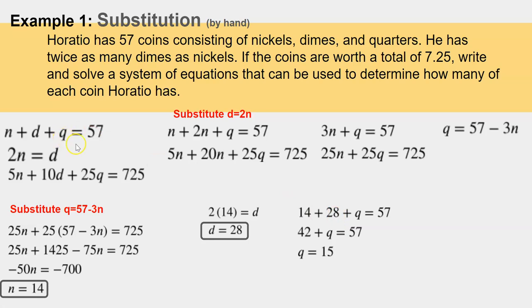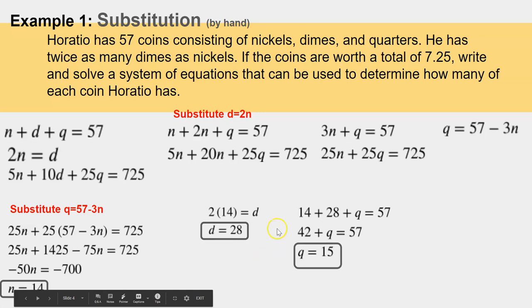Well, working our way backwards, we don't know what q is. 14 plus 28 is 42. 42 plus q is 57. Subtract 42 from both sides. q is 15. So now we have solved the system. There are 14 nickels, 28 dimes, and 15 quarters. That's how you solve using substitution.